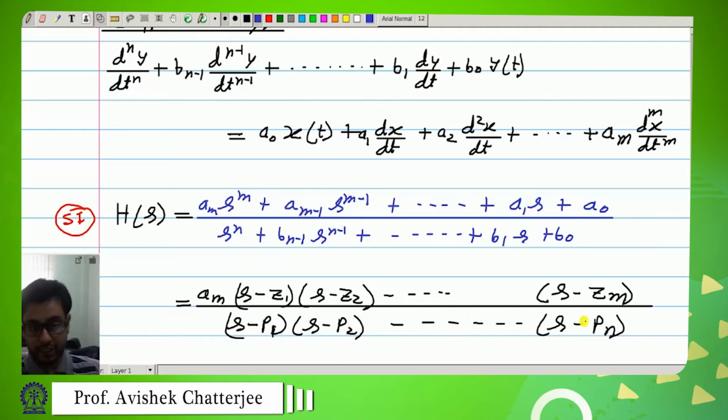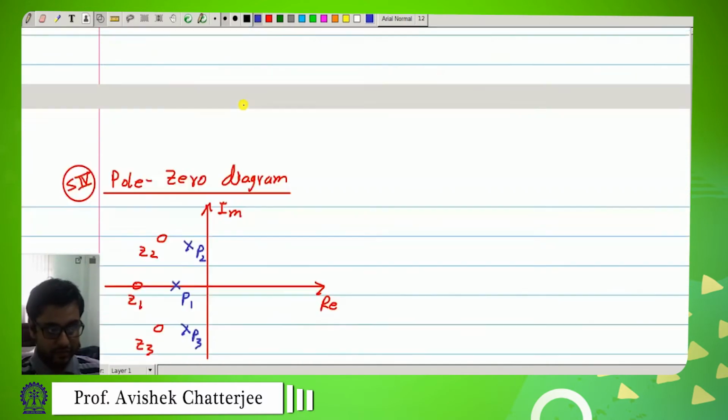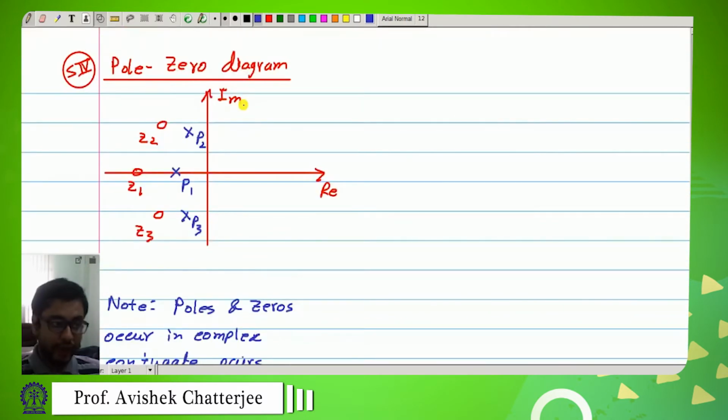And same is true for the denominator. These poles also must occur in complex conjugate pairs, or they should be purely real. Then when you multiply them, these coefficients bn minus 1, b1, b0 will be real, and that is necessary because that is coming from a differential equation describing a real practical system. Great. So now we have this pole zero diagram, and from this we will draw magnitude and phase spectra.